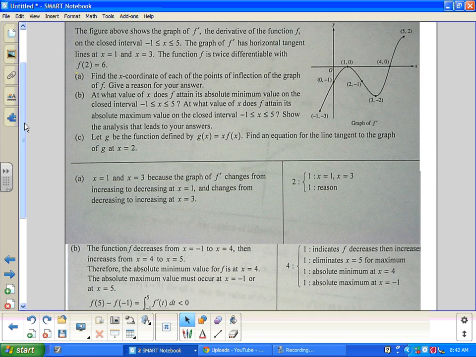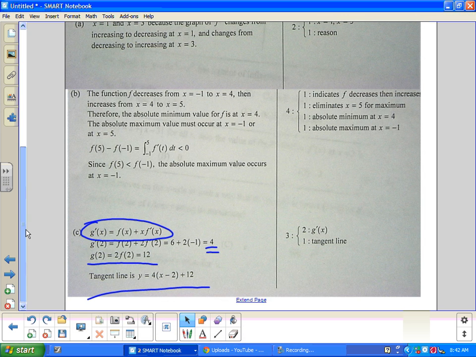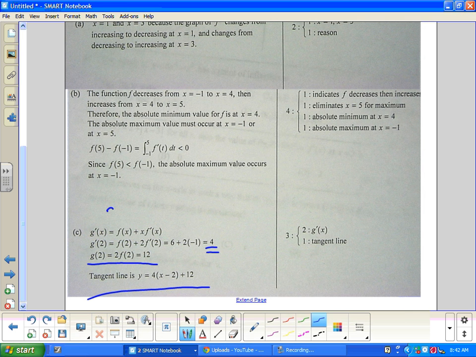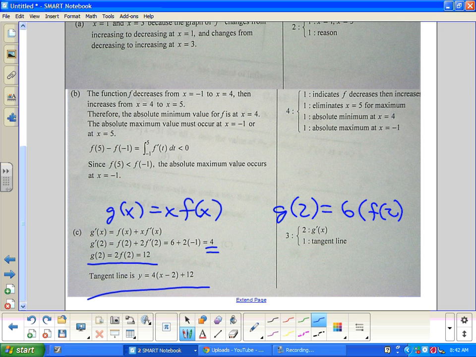They gave you f of 2 equals 6, and then you use that to find g of 2. g of 2 is 12? Well, what is g of x? g of x is x times f of x. So you plug in g of 2, you get 2 times f of 2. And what is f of 2? f of 2 was 6, so g of 2 was 12.